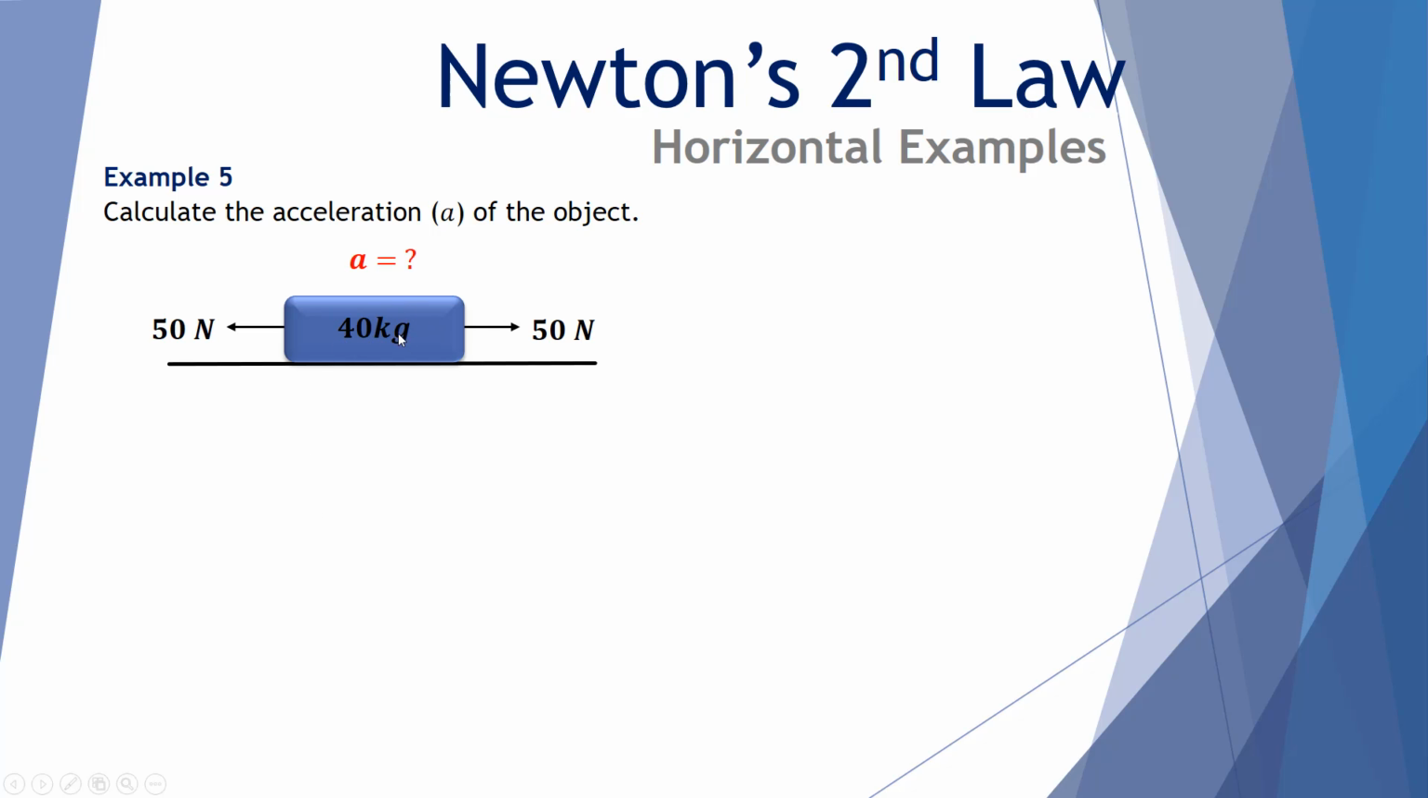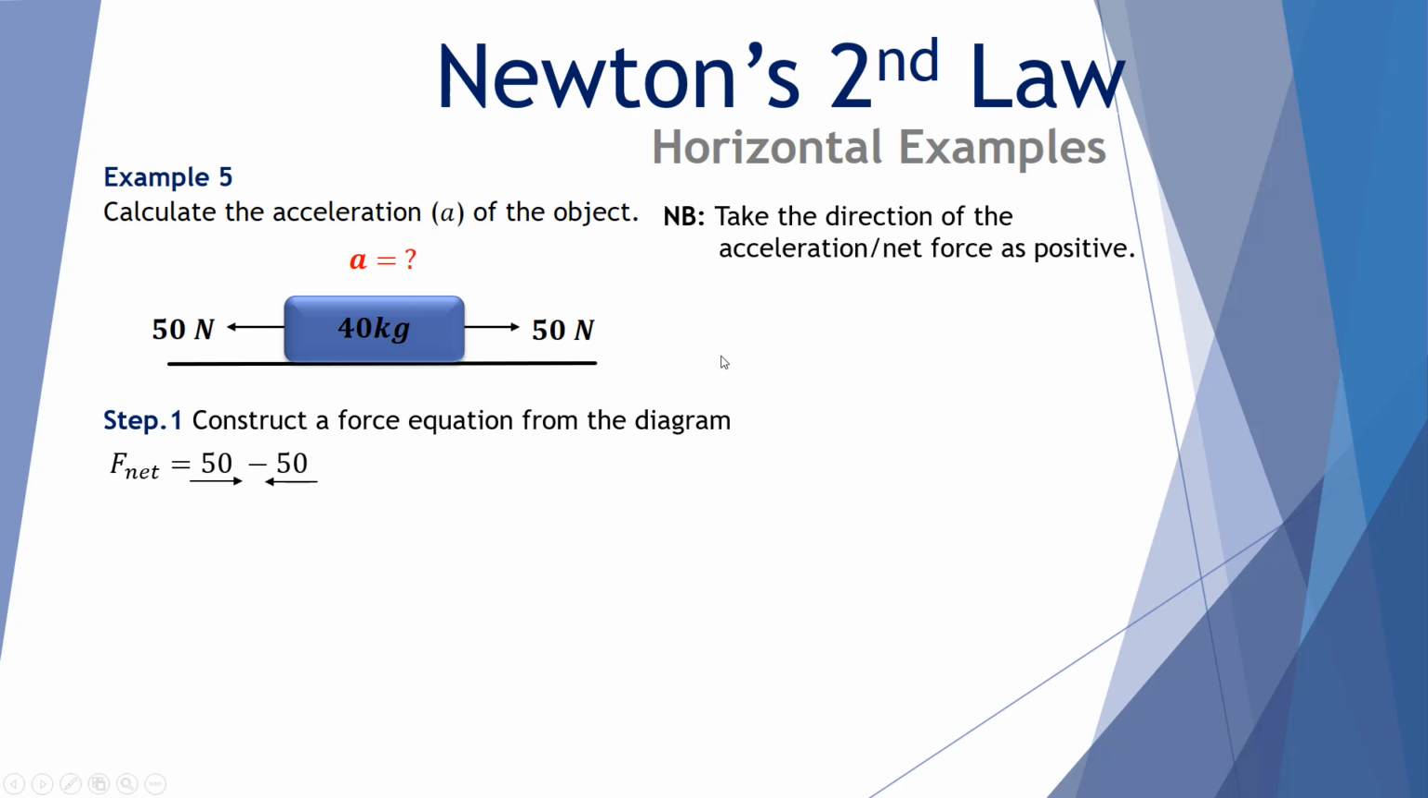Example number 5. Let's calculate the acceleration A of the object. So we have a 40 kilogram mass with a force to the right of 50 newtons and a force to the left of 50 newtons, and the acceleration is the unknown. Let's first of all construct a force equation from this diagram. So in this case, we actually don't know the direction of the acceleration or the net force. So our statement is simply F net is equal to 50 to the right and opposed by 50 to the left. They effectively cancel each other out. So net force is 0.